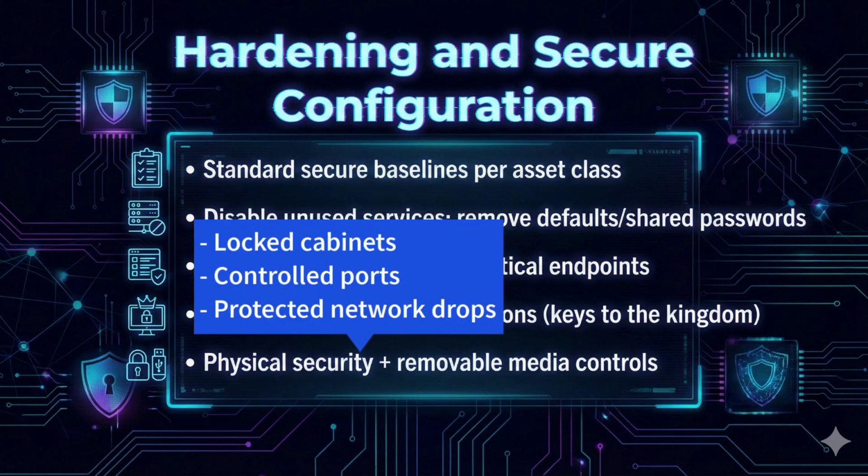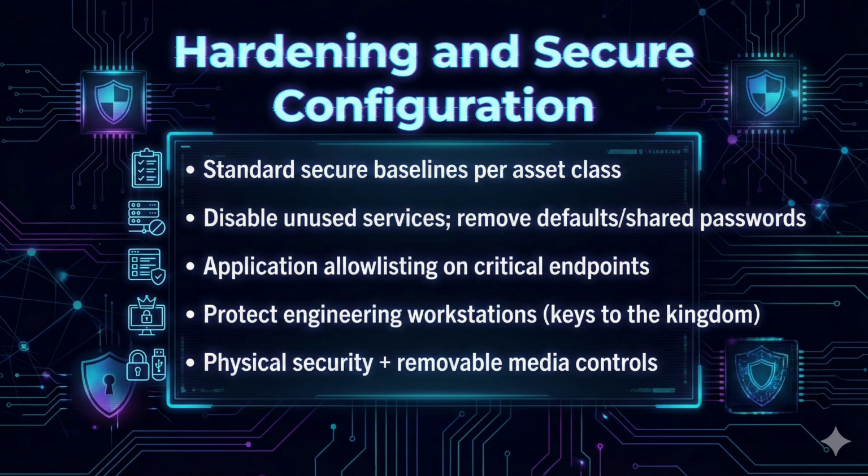And remember physical security. Locked cabinets, controlled ports, and protected network drops. In OT, a physical connection can be the fastest path around your cyber controls. Hardening isn't glamorous, but it reduces routine risk and makes monitoring signals more trustworthy because normal is consistent.